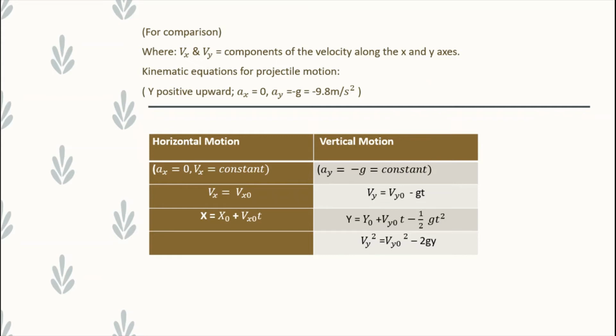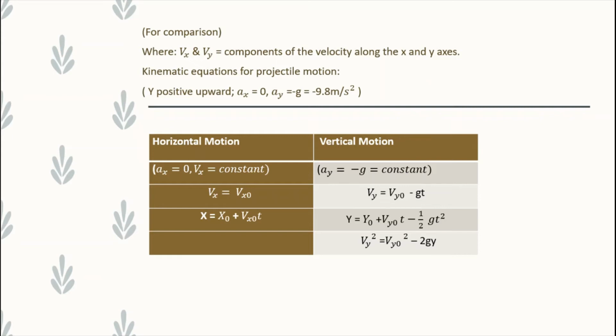And here are the kinematic equations for projectile motion, but we have to take note that y is positive upward and a sub x is equal to 0. A is the acceleration due to gravity along the x-axis, but there is no gravity pulling horizontally. That's why it's always 0. So take note of that, it is constant. a sub x is 0.